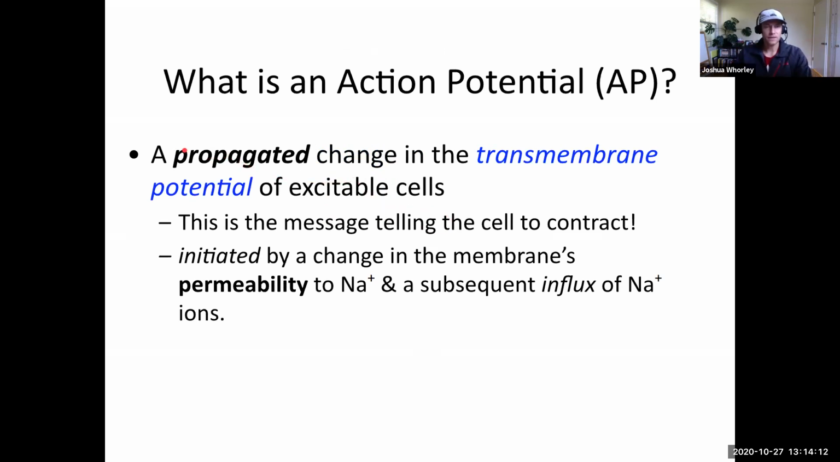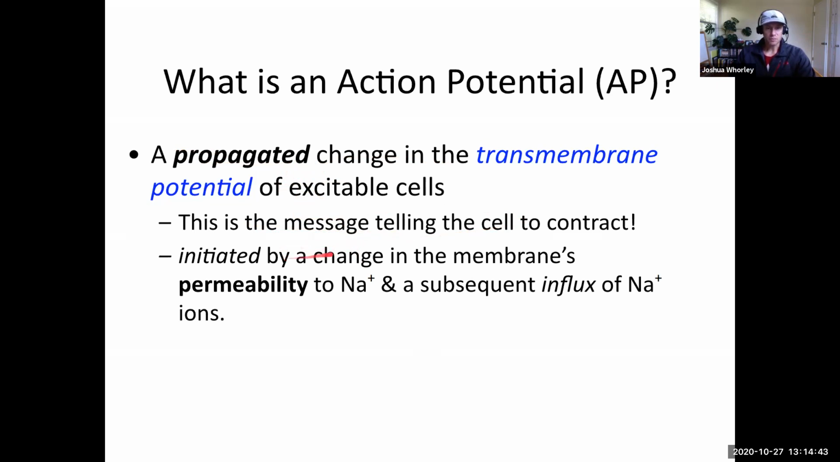We define this as a change in the transmembrane potential of an excitable cell that's propagated along that cell. So it moves from one place on a cell to another. Action potentials always move from their point of origin to the end of a cell, and there's some directionality. Cells can control the directionality basically just by the behavior of their gated channels. And this action potential is a message that tells the cell to contract, right?